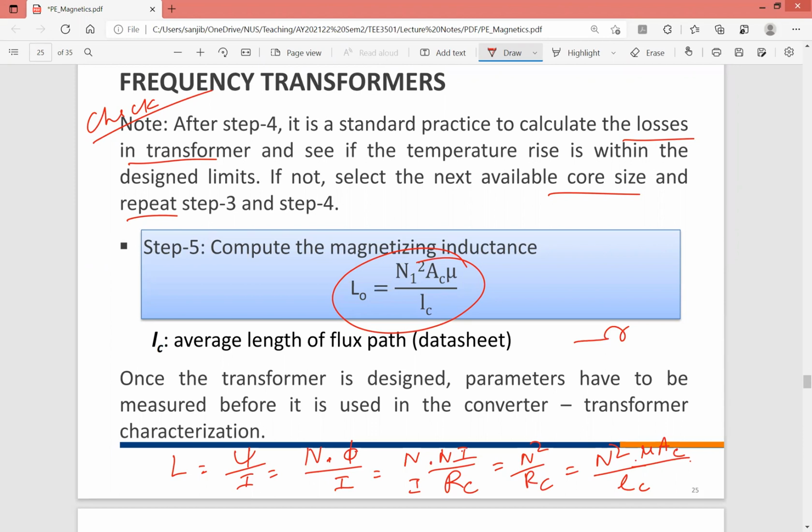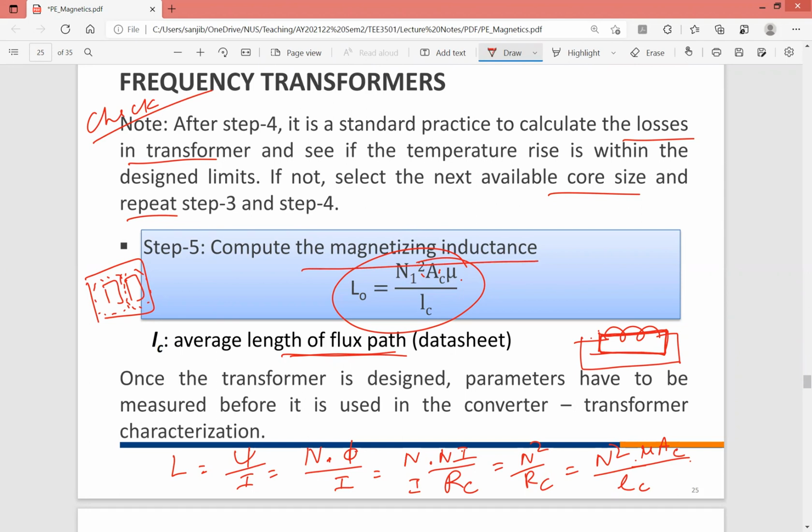What is the formula? If you have a coil which has the magnetic core details, the core material, core length, core area and number of turns, the inductance of the coil, which is called the magnetizing inductance, is given by this formula: number of turns squared times the core area times the permeability of the core over the length of the core, the length of the flux path. Once you choose the core, from the data sheet itself you can find the average length of the flux path. Using that, you can find the magnetizing inductance of the coil.